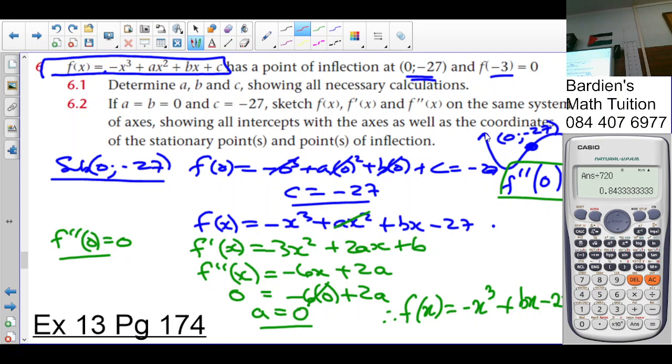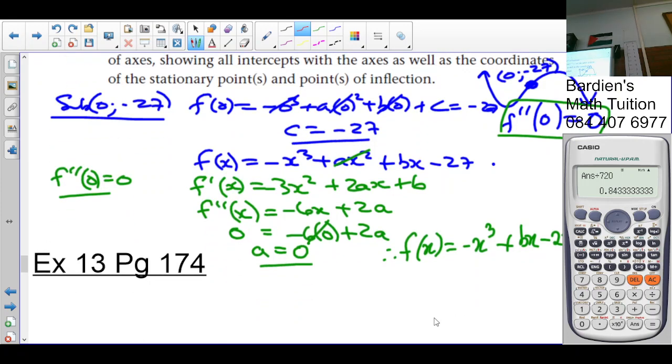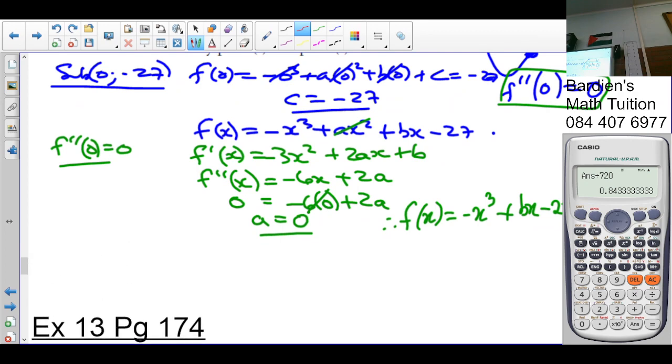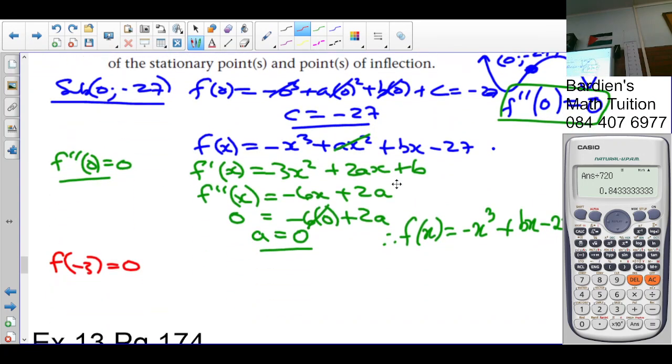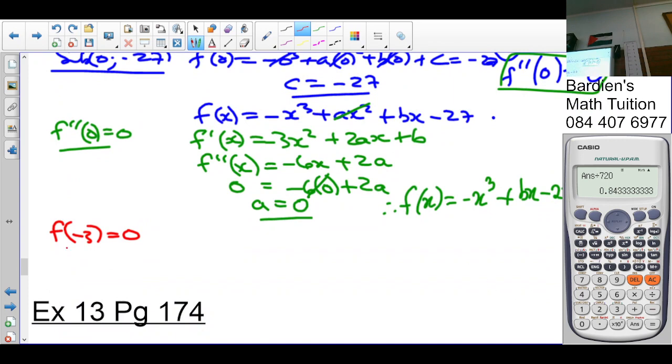So the last bit of information: f of minus 3 is equal to 0. What does that mean? That the coordinate, what would this coordinate be? Negative 3 and 0, because this was your x and this together makes your y. Okay?